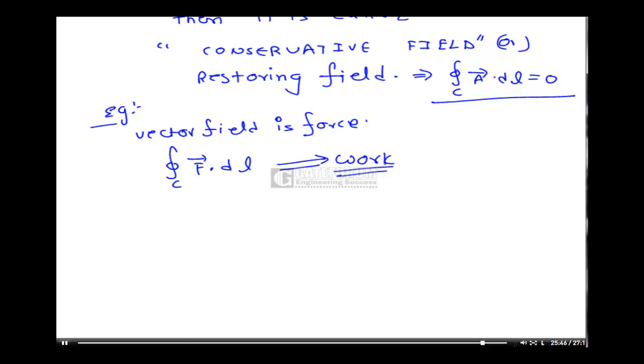We can say in a simple way, conservative means energy is neither created nor destroyed. Here also the total resultant work done is 0, or the work done against the field is 0. That is the meaning of conservativeness here.